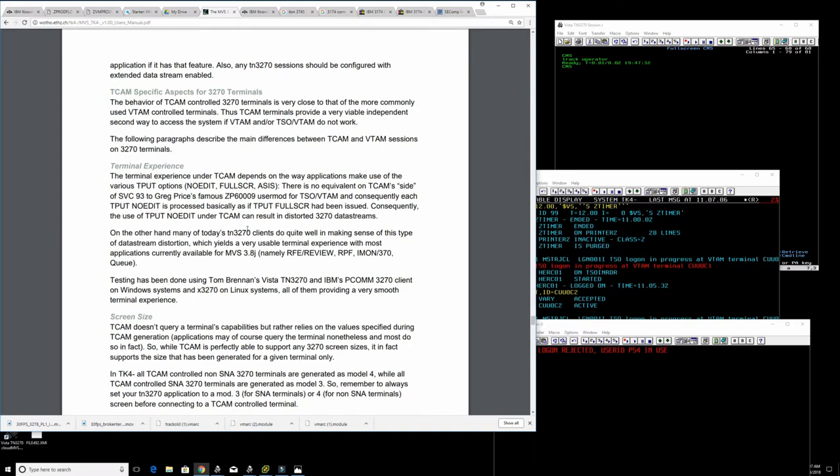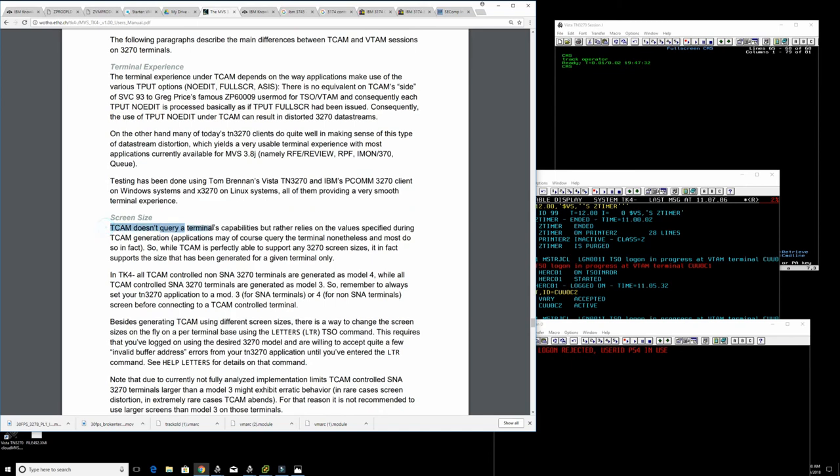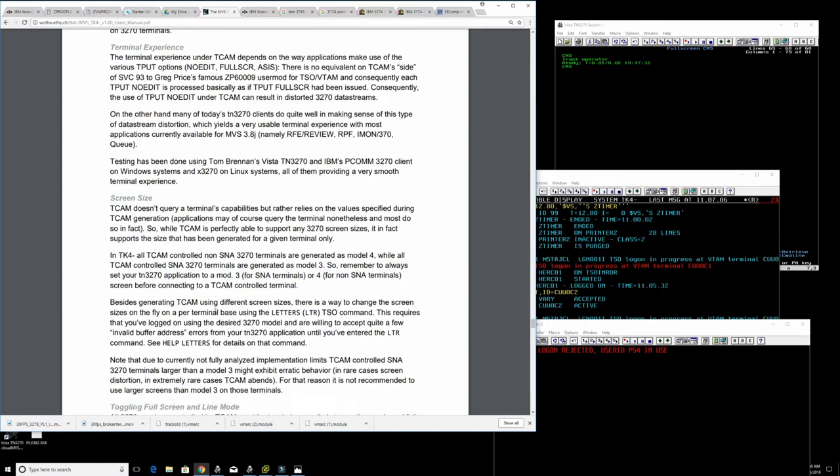As we can see now, a lot of the stuff that we've been doing in this channel is starting to come together very, very nicely. Screen size. TCAM doesn't query terminal capabilities, but rather relies on the values specified during the TCAM generation. So in TK4, all TCAM controlled non-SNA 3270 terminals are generated as model 4. So if you go through as model 4, when you make a connection, you will always go through TCAM, while all TCAM controlled SNA terminals are generated as model 3. So if you go 3, you go through SNA terminals. If you go 4, you have a TCAM but not SNA terminal. So remember to set it correctly to what you want.